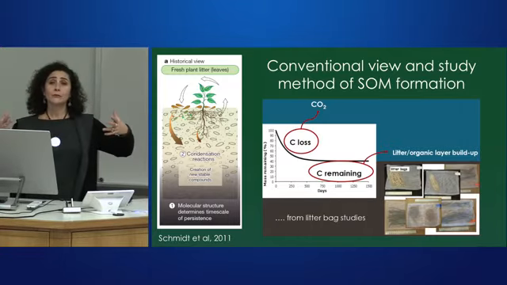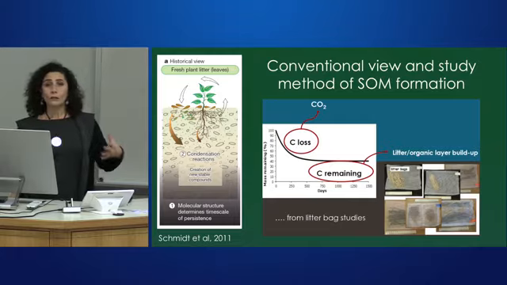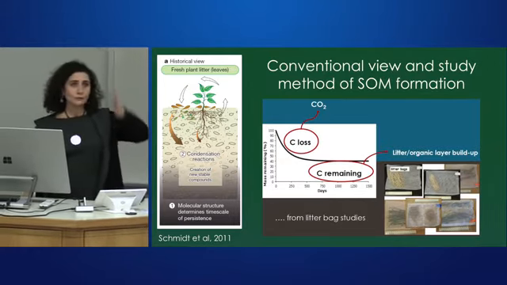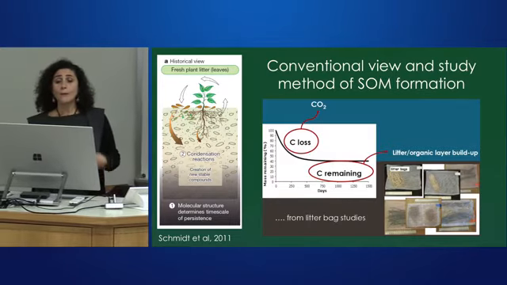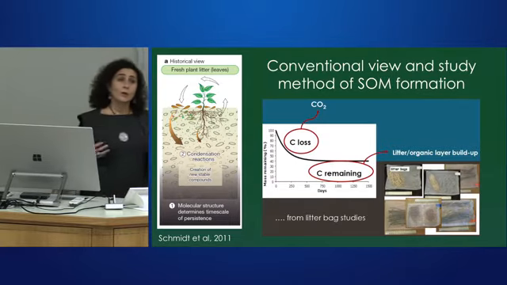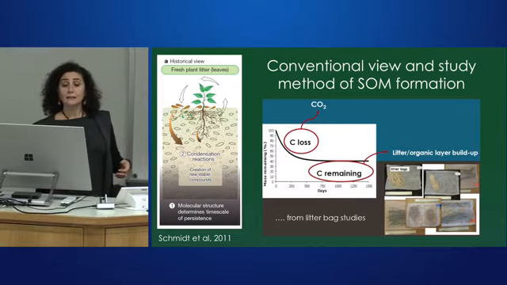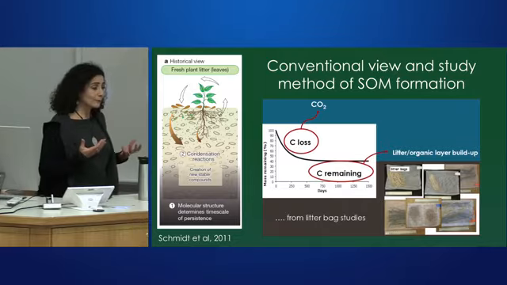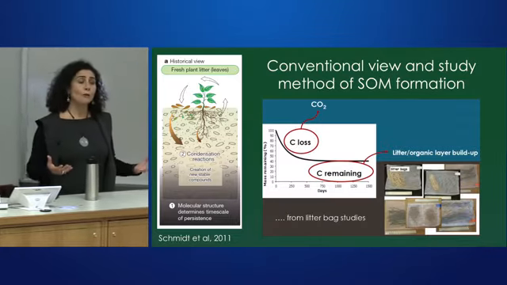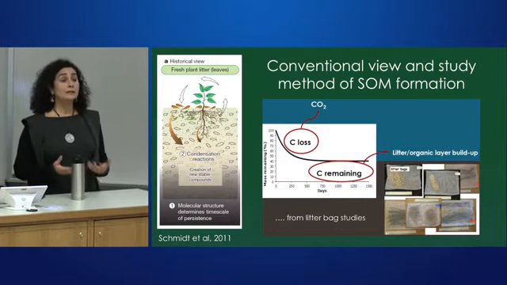There was very little appreciation at the time for root decomposition. Some of us went more in depth and started putting those litter bags vertically in the soil to get root decomposition. But basically the idea was that it's very important to get the decay dynamic, the amount of loss, the amount remaining.